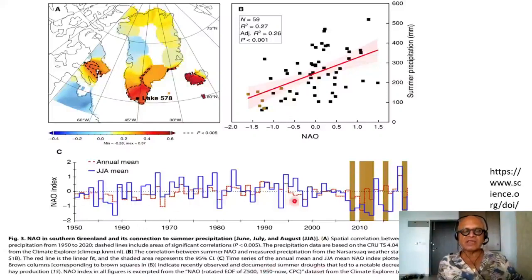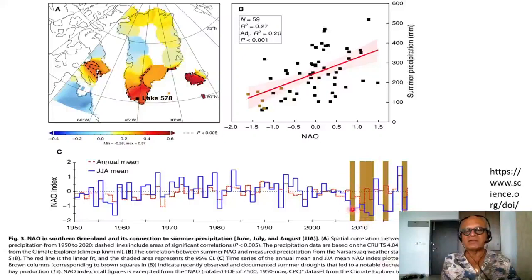In C, we are looking at time series of the annual mean and JJA mean North Atlantic index plotted from 1950 to 2020. Brown columns correspond to brown squares in B here. They indicate recently observed and documented summer droughts that led to a notable decrease in grass crop and hay production. NAO index in all figures is accessed from CPC NOAA.